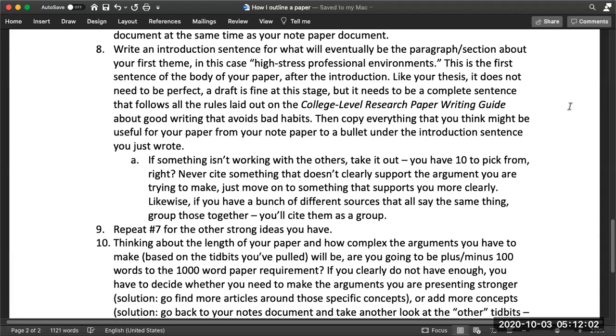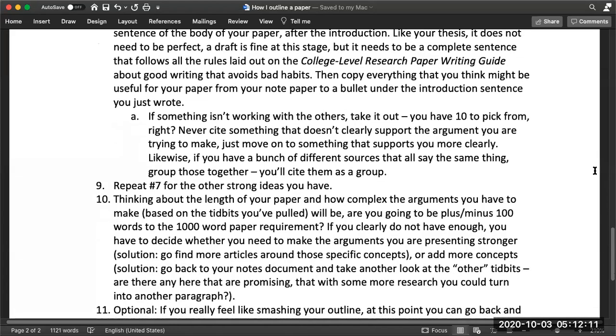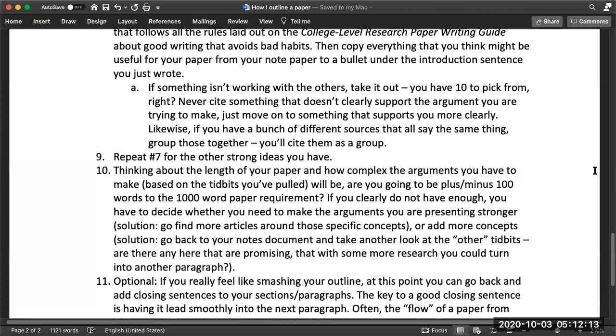So like I said a little earlier, if something isn't working with the others, take it out. You have plenty of tidbits to pick from. If something isn't working, it's not fitting into your argument, you can't figure out where it's going to go, it doesn't quite work, just take it out. If you want, you can stick it back into the notes document. Maybe you'll come back to it later.